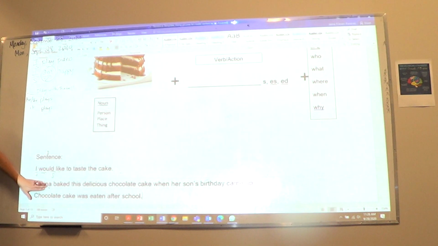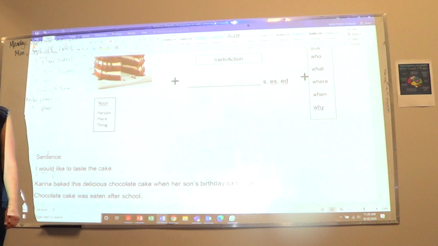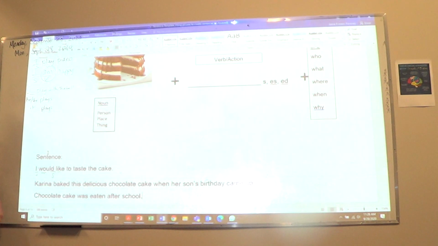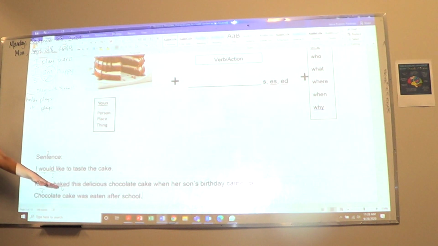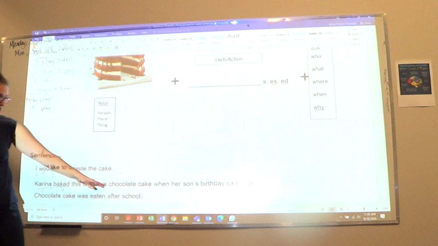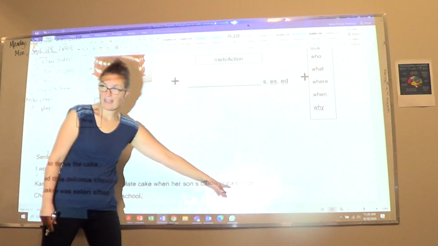All right. Karina baked this delicious chocolate cake when her son's birthday came up. Okay, what's our subject? Our noun. Karina. And what did Karina do? Baked. Who, what, when, where, why? Karina baked. What did she bake? This delicious chocolate cake. When? When her son's birthday came up.